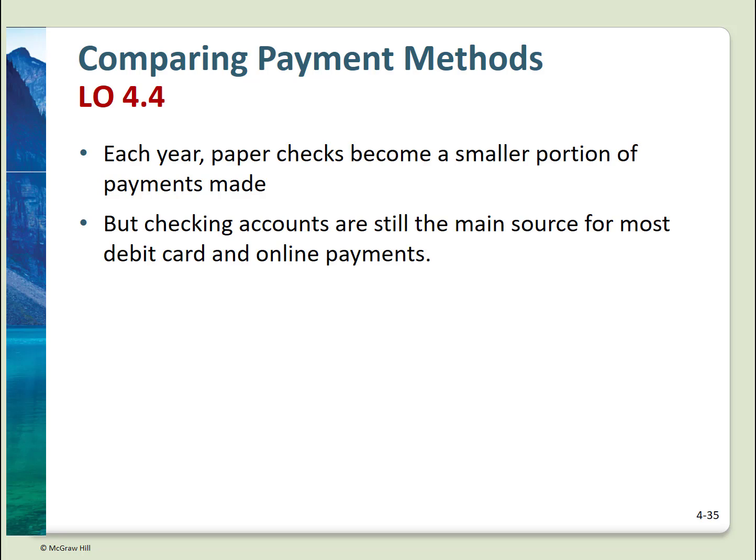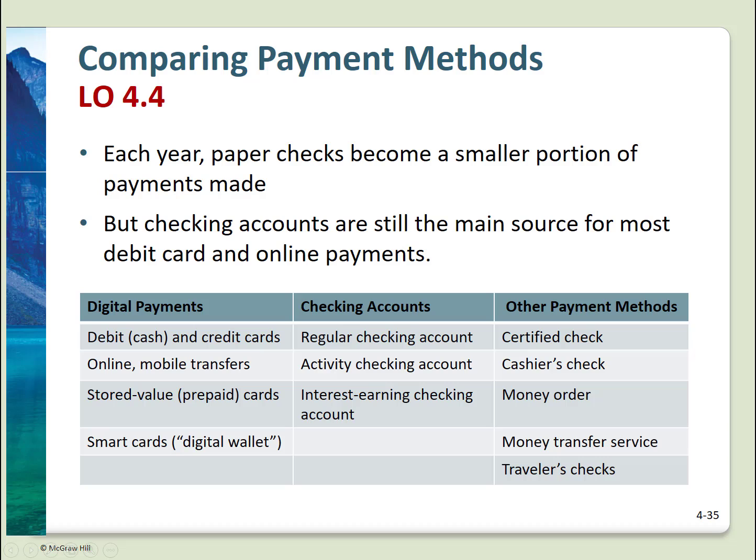Paper checks are quickly becoming an antique. It's so much easier to pay your bills online, yet most of us still have a checking account, as there are times when you just need to write a check. As shown in Exhibit 4.8, payment alternatives have three categories. This chart compares three general payment methods: digital, which includes debit and credit, online payments, prepaid store, smart cards, and peer-to-peer; checking account, handwritten checks; and other, cashier's and certified checks, money orders, and traveler's checks. You don't see those much anymore either, as travelers simply use their credit cards. We'll look briefly at each.